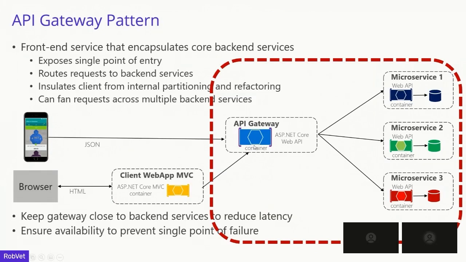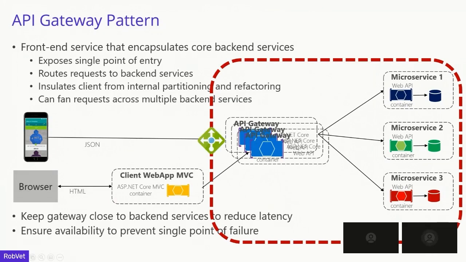We don't want it to become a single point of failure. So here we're going to need availability. We're probably going to end up with multiple instances of the gateway with a load balancer in front. We just don't want one gateway. We want to keep the gateway lean, mean, and keep it available.